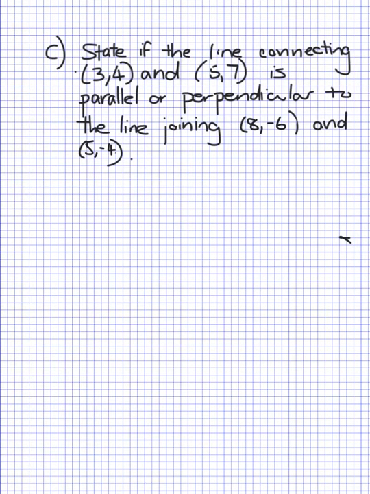Rightio, one more example. So we're now being asked if this line connecting 3, 4 and 5, 7 is parallel or perpendicular to the line joining 8, -6 and 5, -4. So what we can do is actually work out what the slope is. So we come back to our formula that we know very well now is y2 take y1 over x2 take x1. And what we're going to do is firstly find the slope through 3, 4 and 5, 7. And then we're going to find the slope through 8, -6 and 5, -4 and compare them.